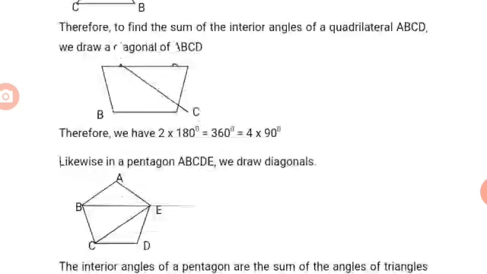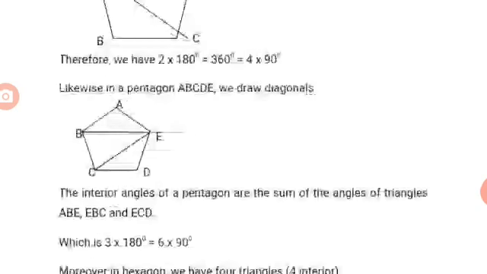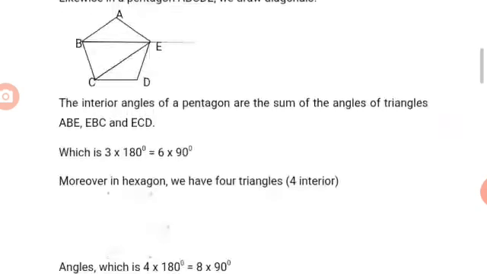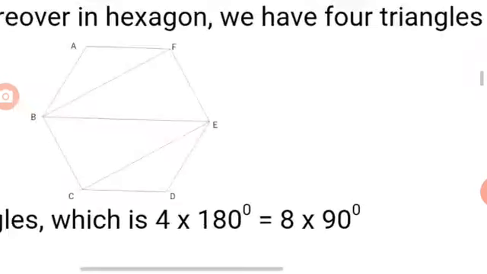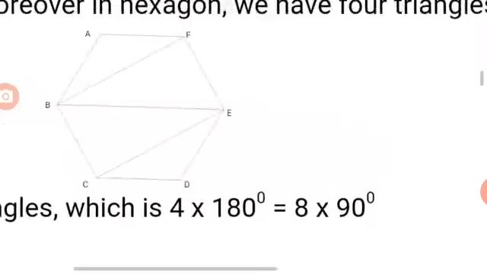The same thing is applicable to the pentagon. So we are going to draw the diagonals. When we draw the diagonals, what will happen? We are going to have 3 triangles, and we add up all the interior angles together, making 3 times 180 degrees, which will give us 6 times 90 degrees. Are we together? The same thing is applicable to the hexagon.